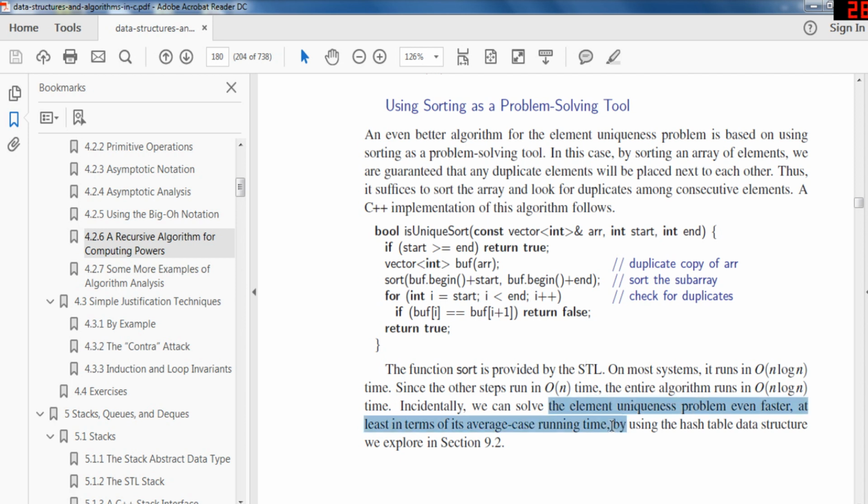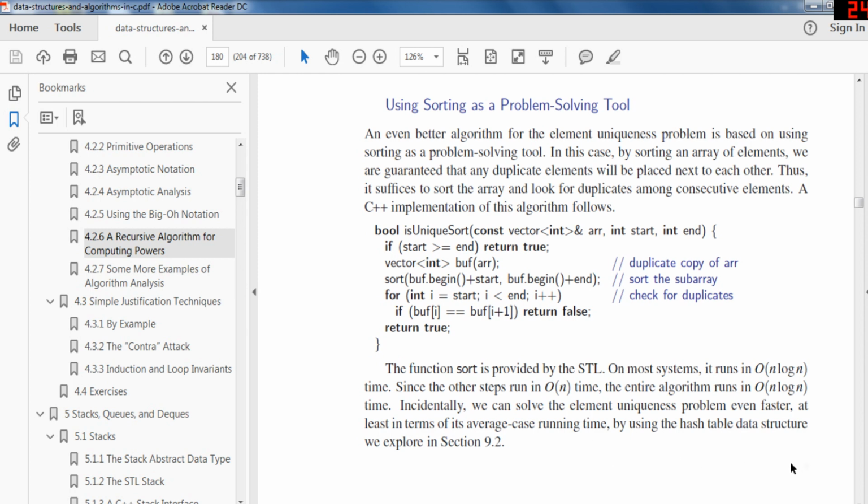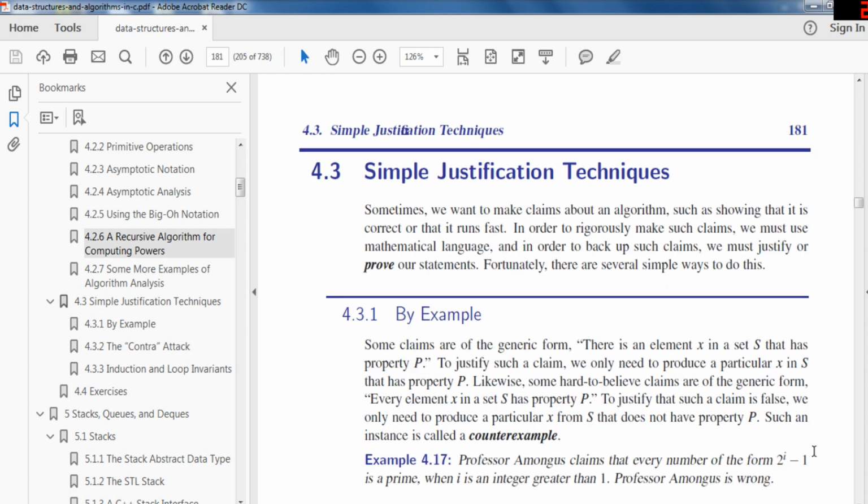So we can solve the element uniqueness problem even faster, at least in terms of average case scenario, by using a hash table, which we'll do in 9.2.